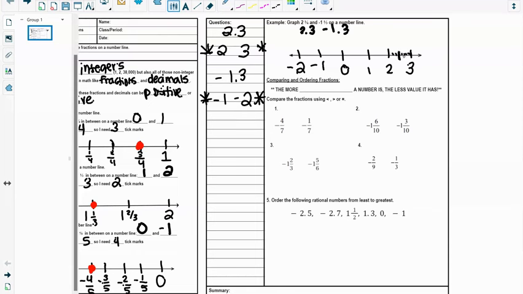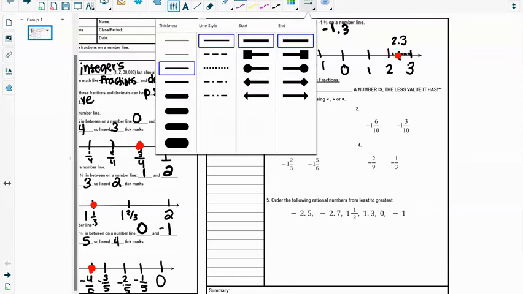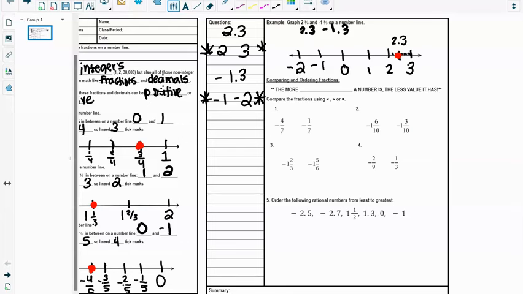It shouldn't be quite halfway. It should be a little bit less than halfway. And then we just put a nice big dot there. When I do that and it's kind of scrunched on the lines, I like to write my numbers on the top. That way they stand out a little bit more. You don't have to do that, that's just my preference. And then negative 1.3 is in between negative 1 and negative 2.